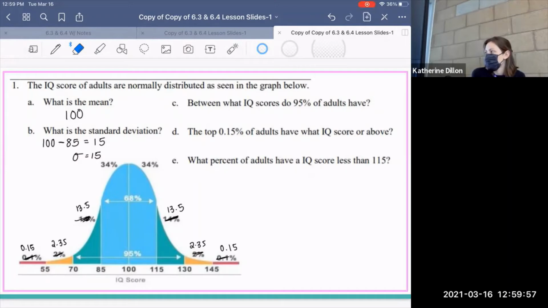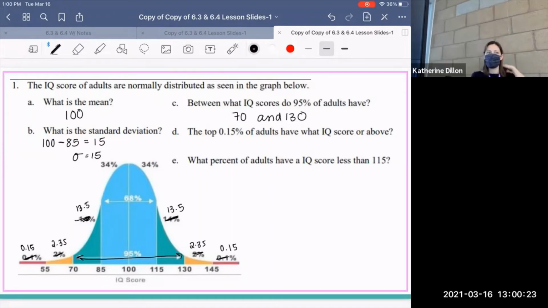Then it asks me, between what IQ scores do 95% of adults have? Okay, that's worded in a weird way, but that's fine. We can figure it out. 95% of adults. So they've got this thing nicely labeled for us. 95% is in between a score of 70 and 130. Perfect. So 95% of adults' IQ scores will be between 70 and 130.